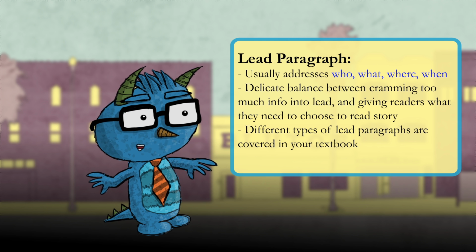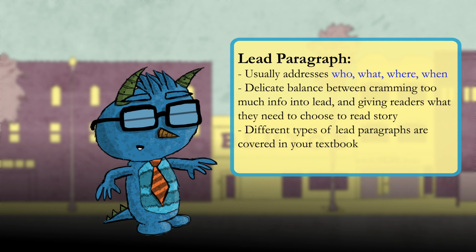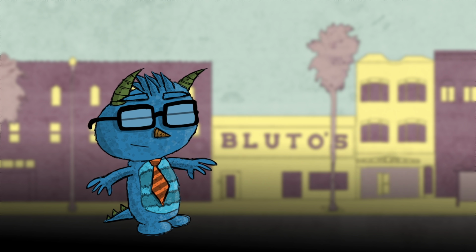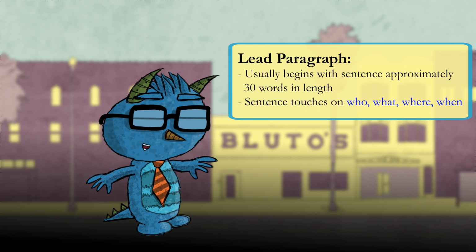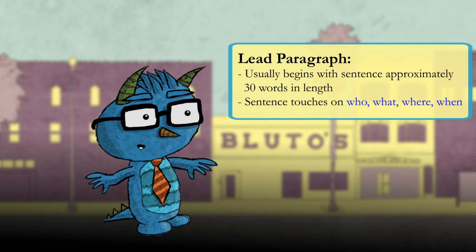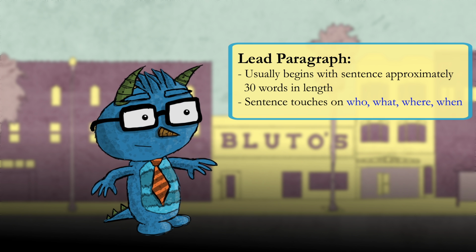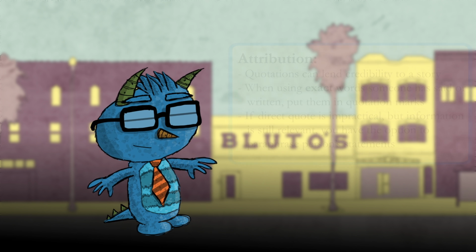There are different types of leads, but I'm not going to cover all of those in this short mini lecture. Those are talked about in your textbook, and your homework assignment covers some of those as well. Generally speaking, the lead begins with a sentence of approximately 30 words that attempts to touch on who, what, where, and when.